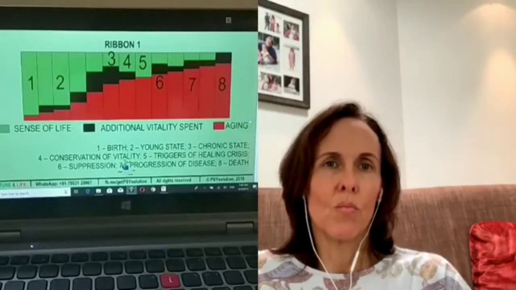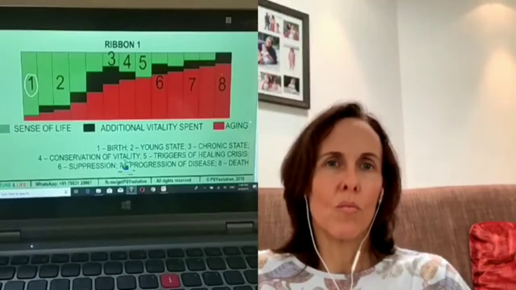We need to understand that point number 1 is the birth, and point number 8 is the death of the individual. Now, point number 2 is the young state, and point number 3 is a chronic state, where you see the gradual increase of the additional vitality spent.